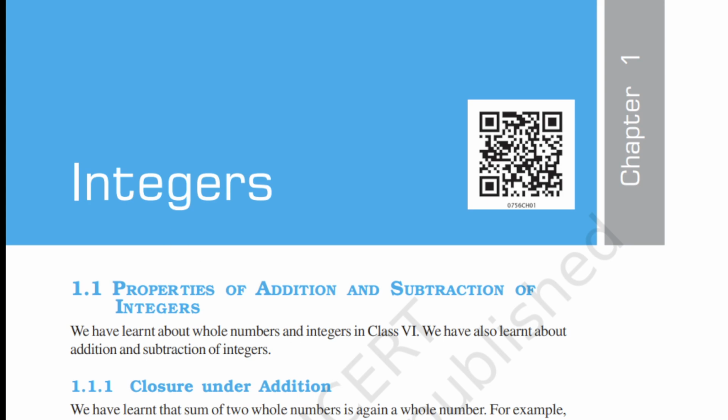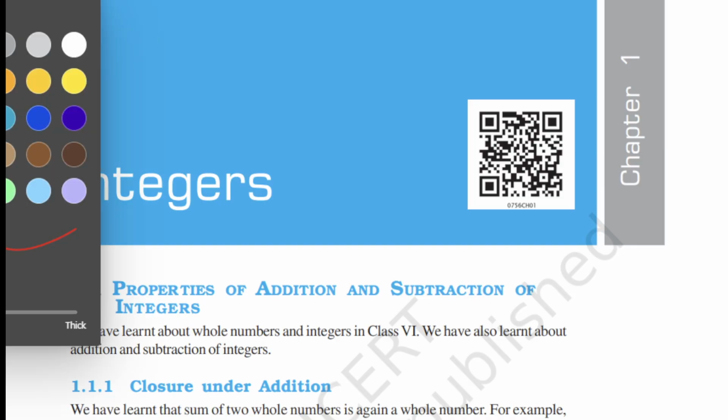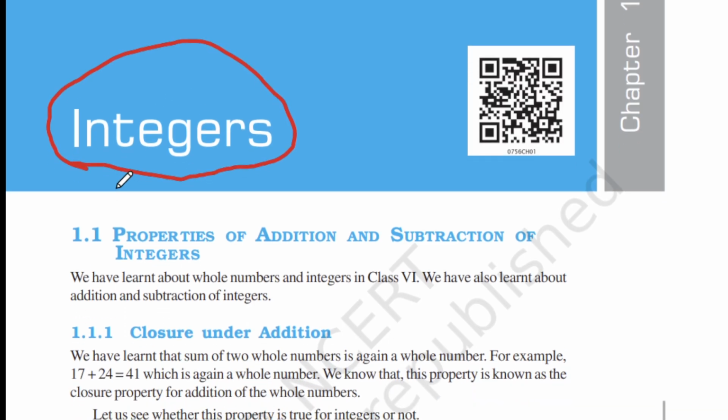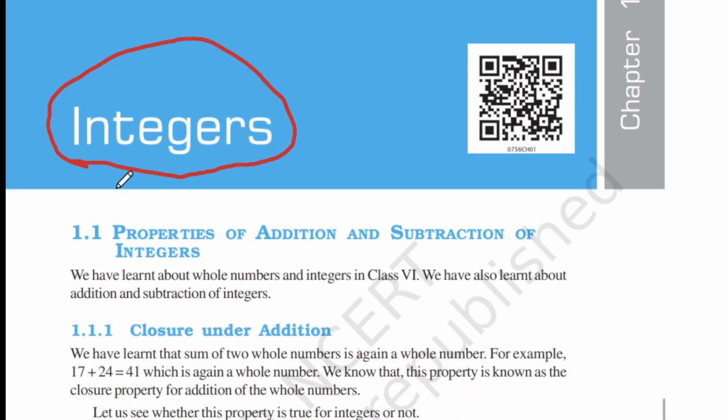So, today we are going to see class 6 mathematics chapter number 1, a very important chapter, which is integers. Okay, so we already know what is an integer. So, an integer is any number, including 0.